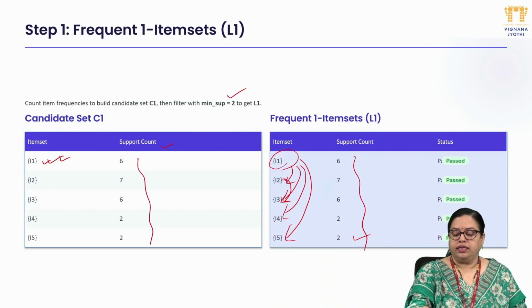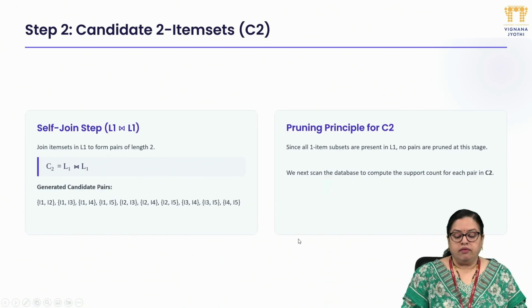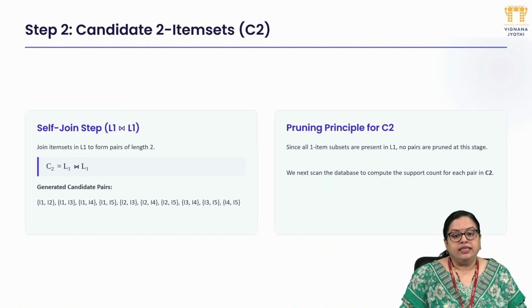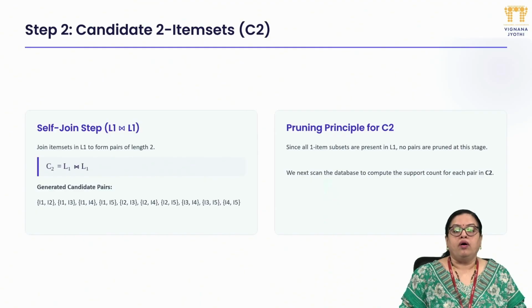I2 once again with I3, I2 with I4, I2 with I5. So like this we write I2 to I3, I2 to I4, I2 to I5. Like this we combine I3 to I4, I3 to I5 and I4 to I5. So these are the combinations of all these where two item sets are combined. Okay, so all these are the sets.